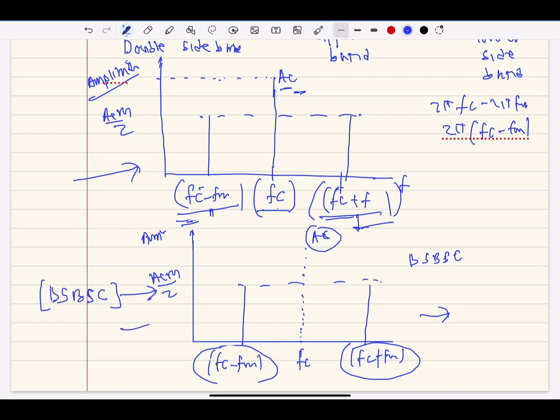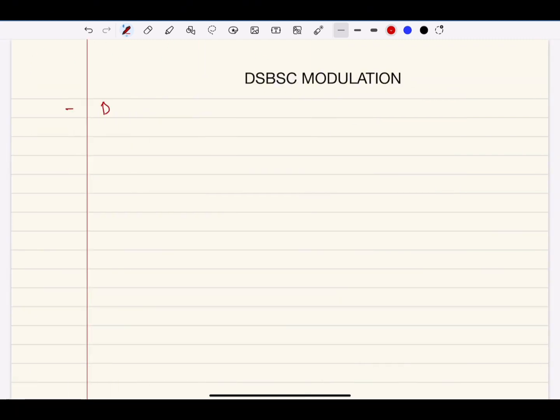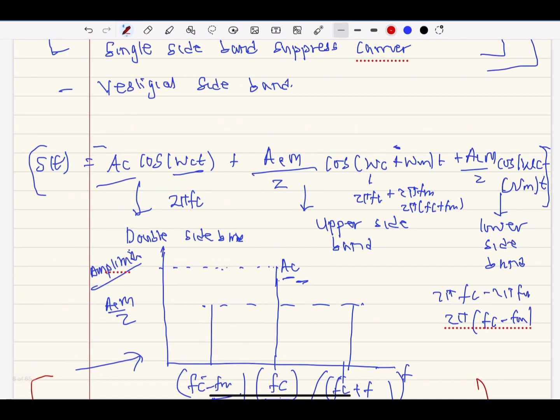So you can observe that the transmission of this signal with the carrier frequency, along with these two sidebands, the lower and the upper sideband in addition, is what we call the double sideband full carrier. Let me write it here: the double sideband full carrier. In fact, that is the general equation that I showed you over here.